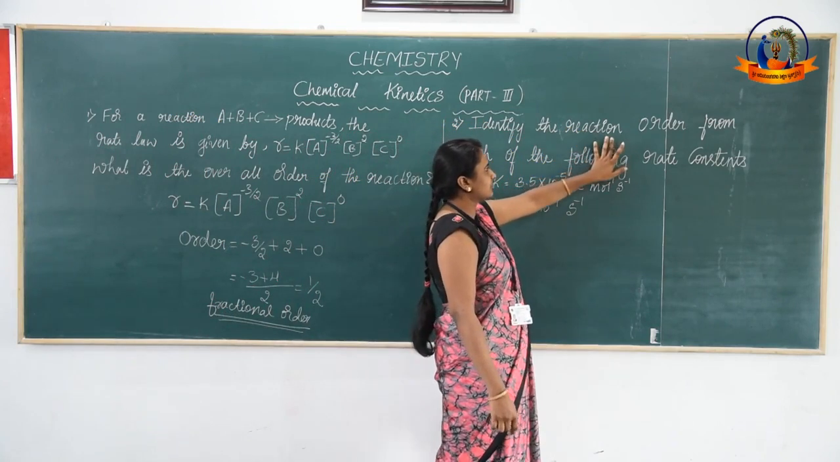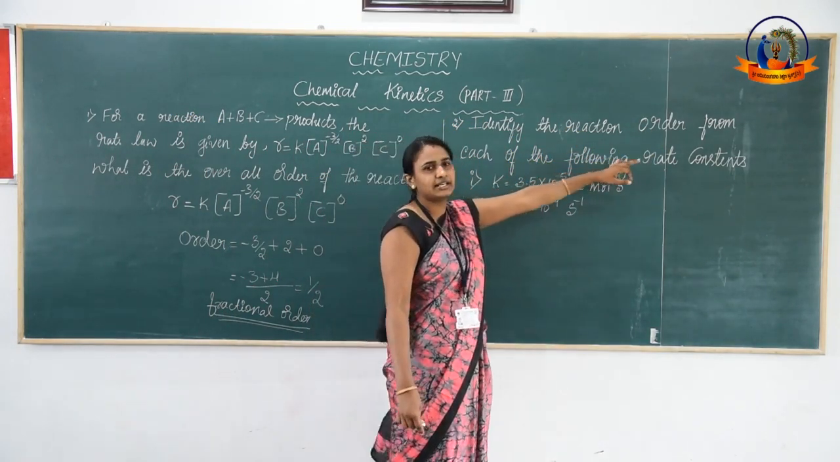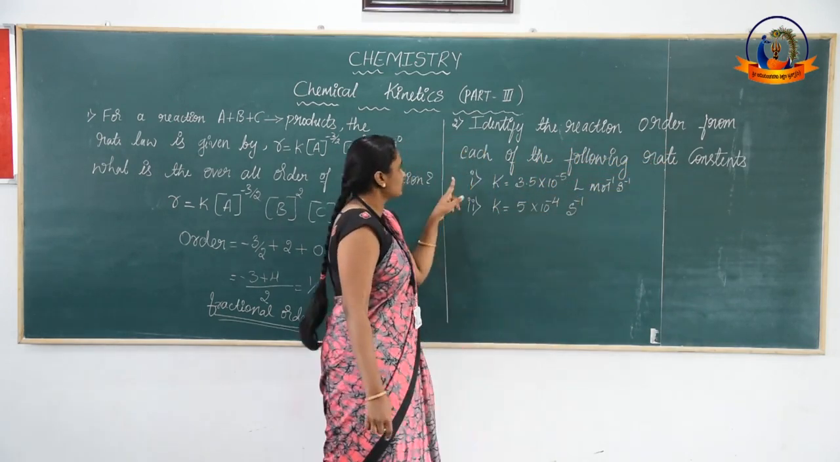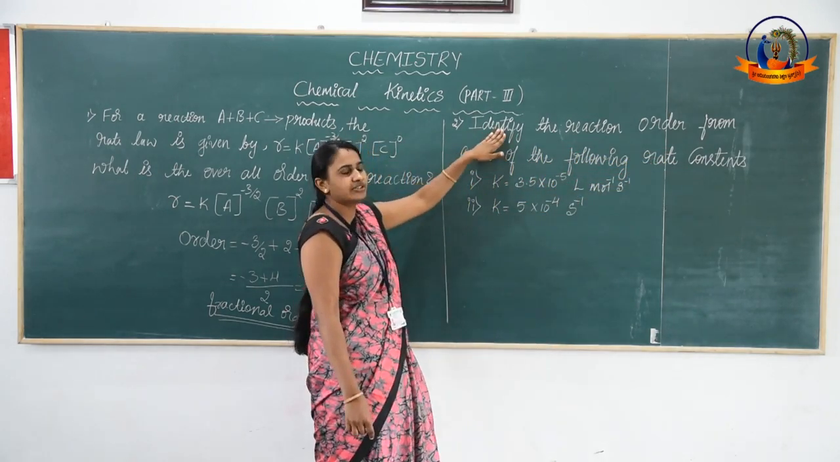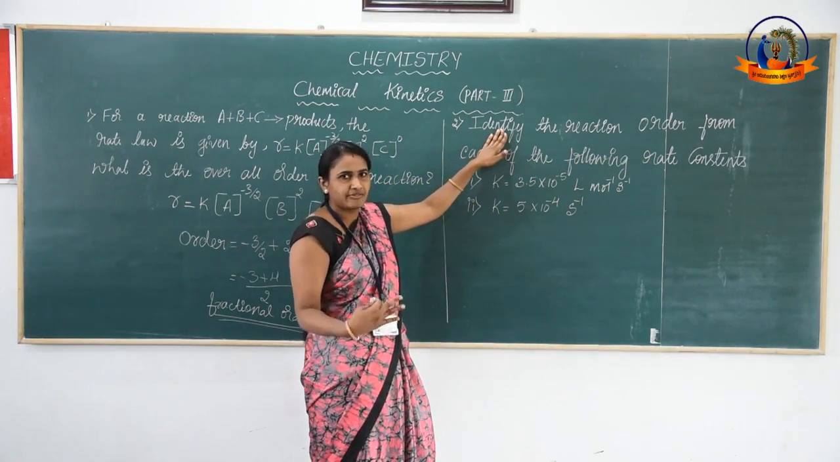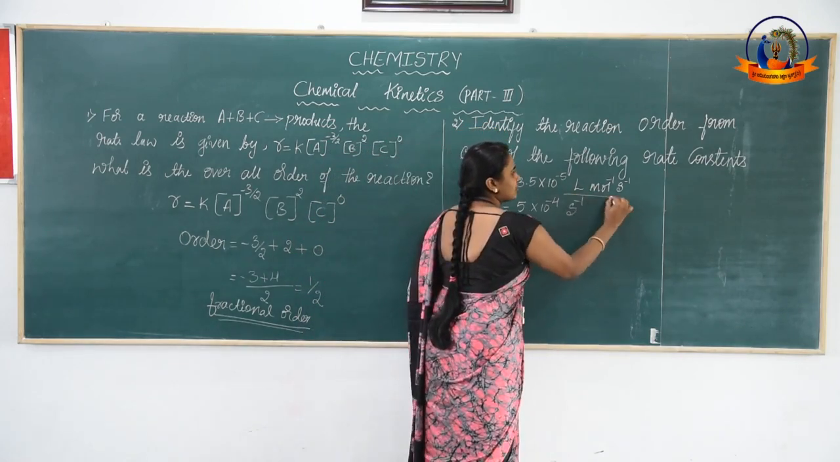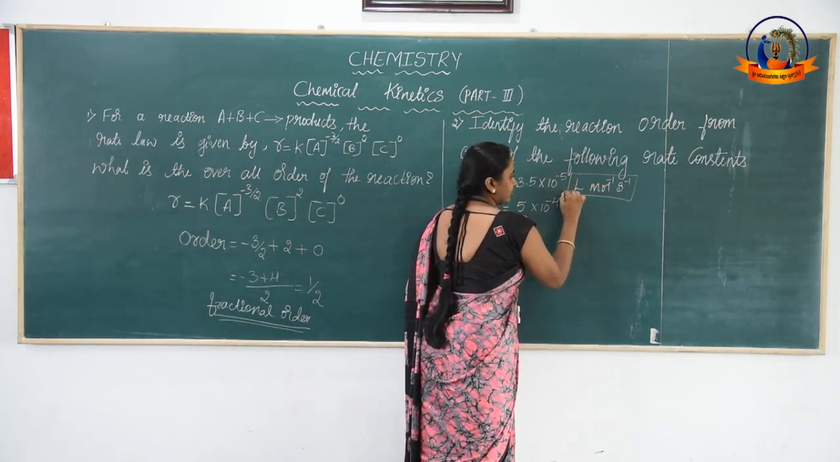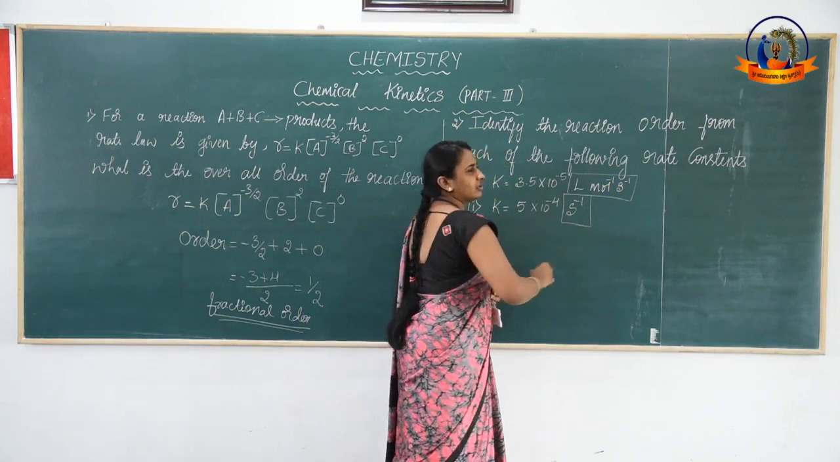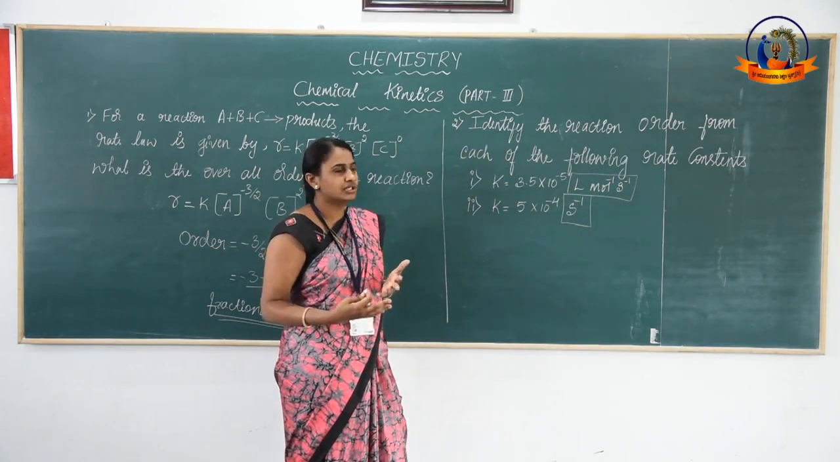Identify the reaction order from each of the following rate constants. So in this problem, just identify the reaction order. Which type of order is the reaction? You should mention the type based on the SI unit. Here you should find out based on the SI unit. What is the order of the reaction?